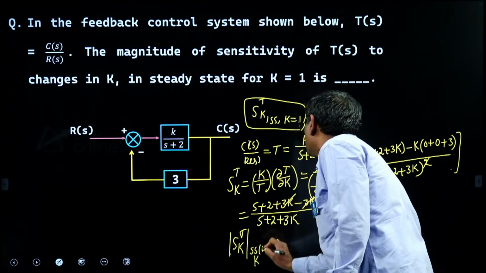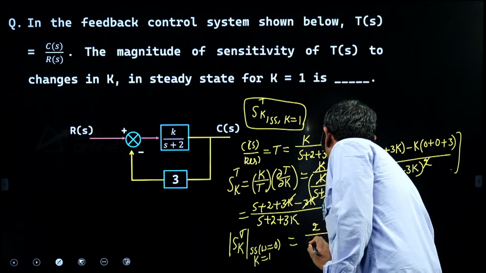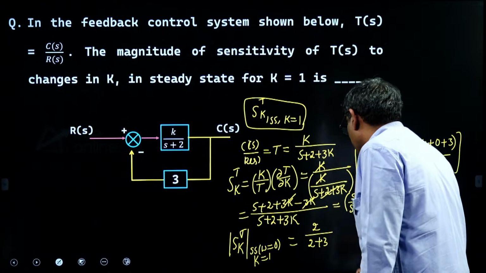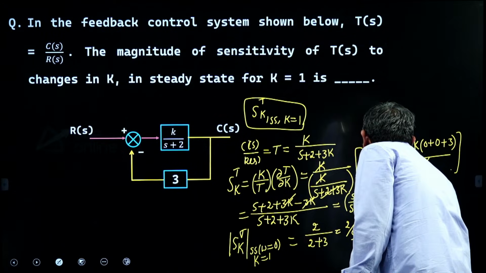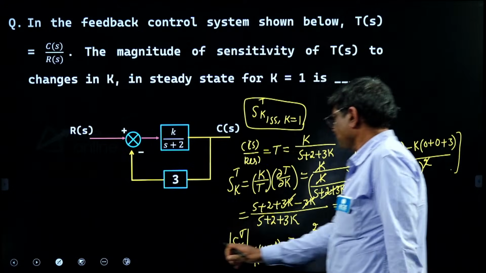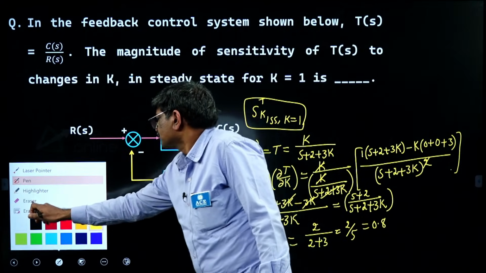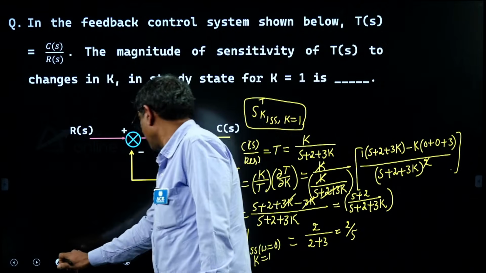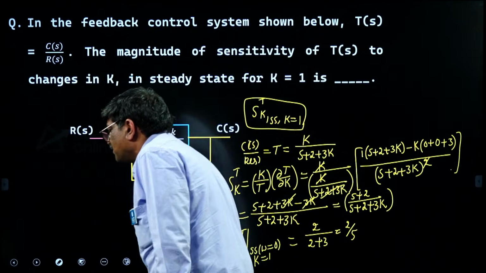So, K equal to how much is given? 1. So, what is the answer you are getting? 2 by 2 plus 3. Yes or no? 2 by 2 plus 3. So, what you are getting? 2 by 5, which is 0.4. So, answer is 2 by 5. Correct. 2 by 5. Very good.